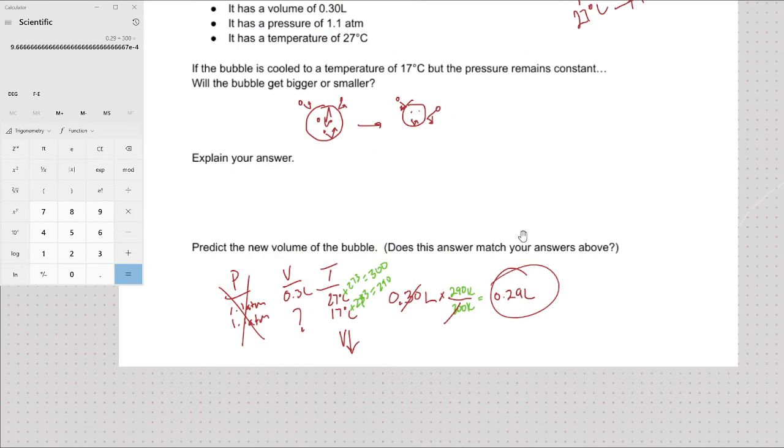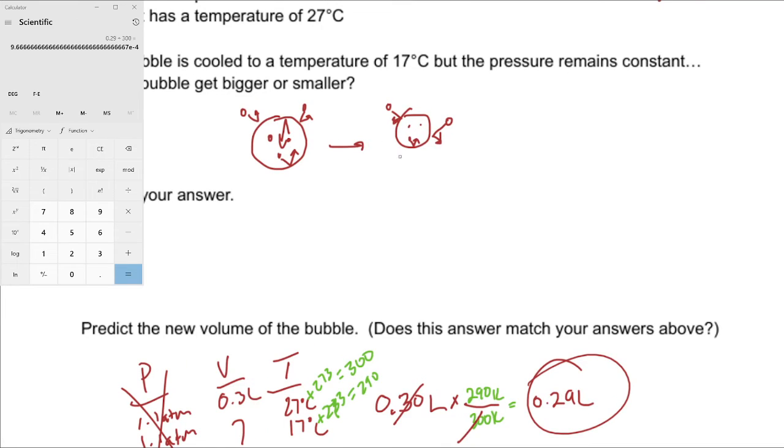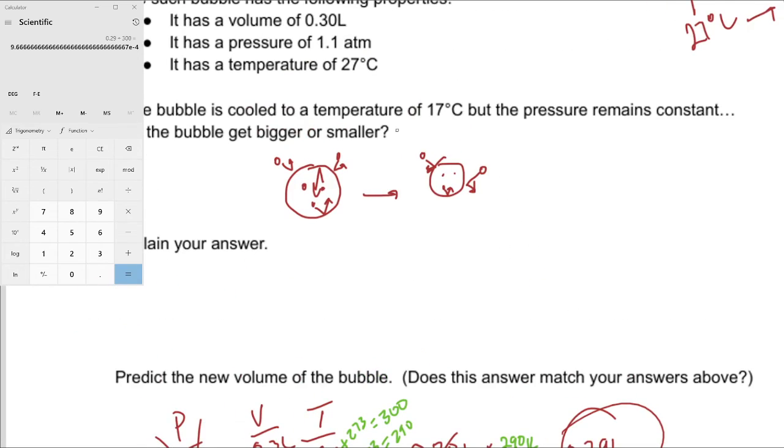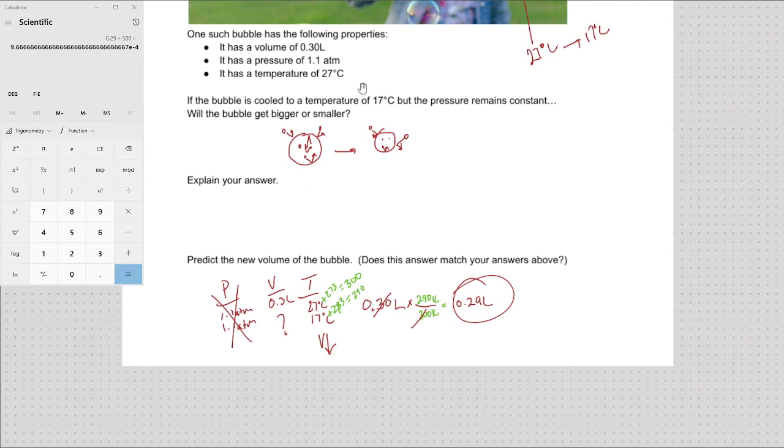It does match my expectation from earlier, because remember, we thought it would get a little bit smaller. Now it doesn't get much smaller, but that's because this isn't a very big temperature change. 27 is kind of like a warm day or even a hot day, whereas 17 is maybe a little bit on the cool side, but it's not that big of a difference between the two.